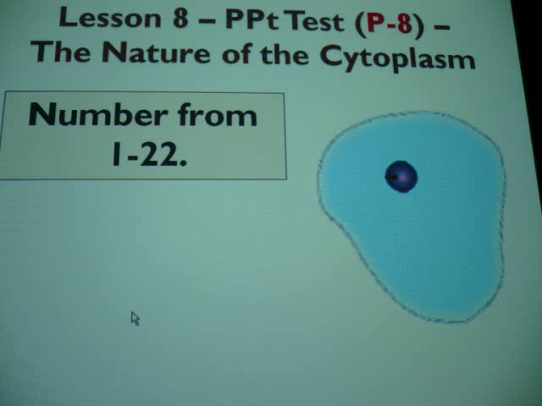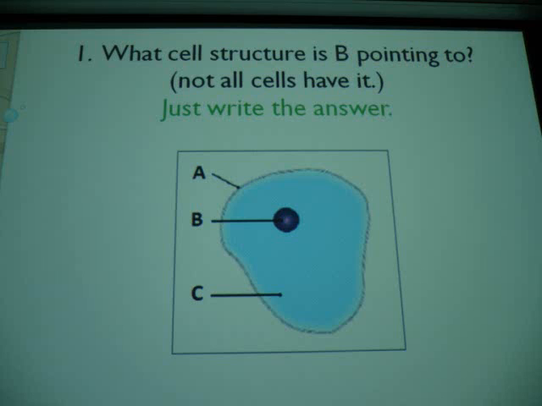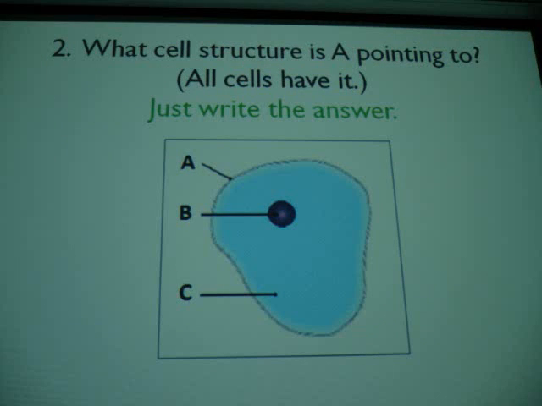All right, let's take a look at this one here. What's B point to? Nucleus. I did say structure, but you say nucleus. What's A point to? Cell membrane. I'll take cell membrane, or I will take plasma membrane. That's not a cell wall. I didn't tell you what kind of cell that was. If it were an animal cell, it would never have a cell wall. Plant cell would have a cell wall.